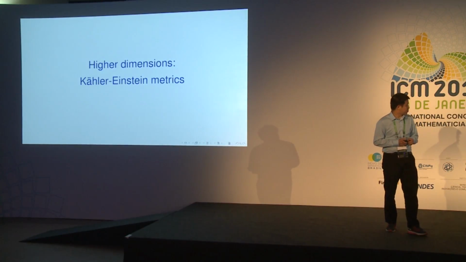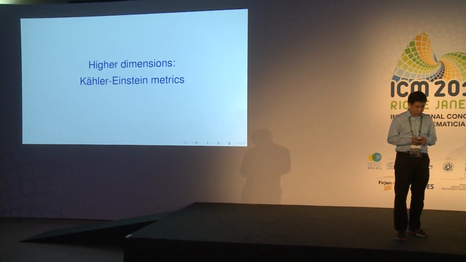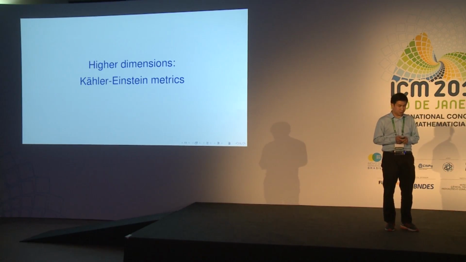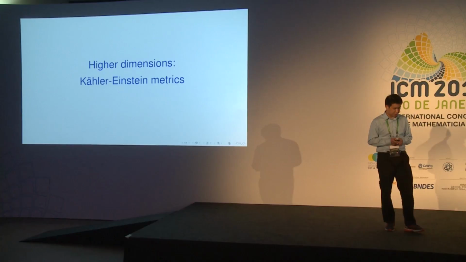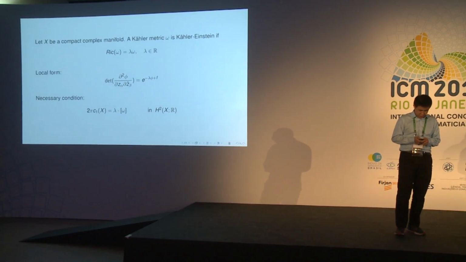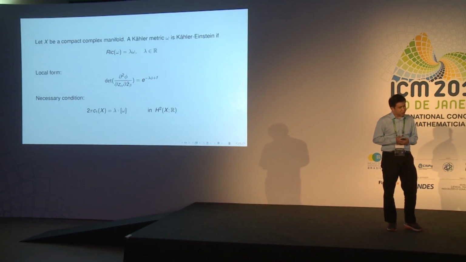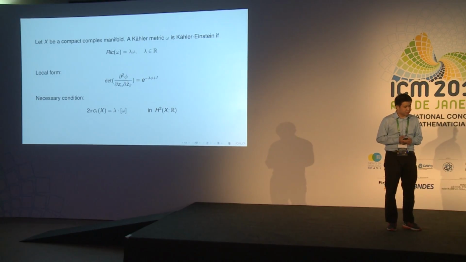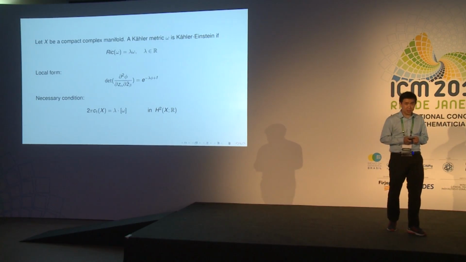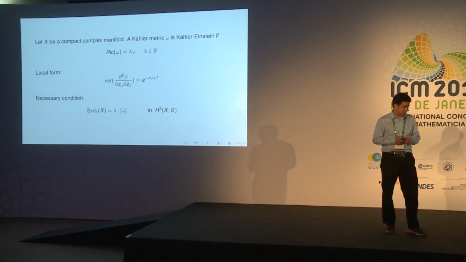Now let's move to higher dimensions. The main objects we will focus on are Kähler-Einstein metrics. These are generalizations of constant curvature metrics, so they have constant Ricci curvature. A Kähler metric is Kähler-Einstein if it's Kähler and Einstein.